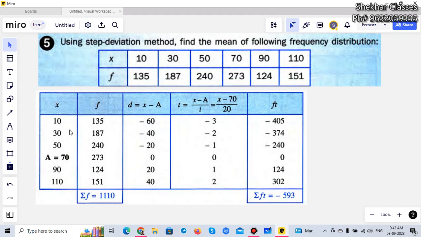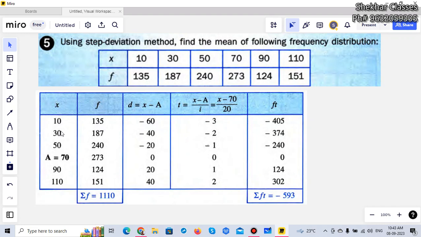One more thing we need to note down here. See, the first data is 10, the second is 30. So how much is the difference? 20. Second is 30, the third one is 50. What is the difference? 20. Difference 20, difference 20. 110 is 20. So each time there is a difference of 20, then only we can use this method, otherwise we cannot use that.